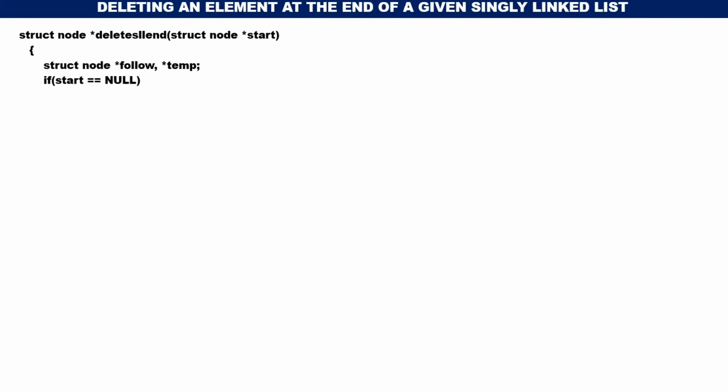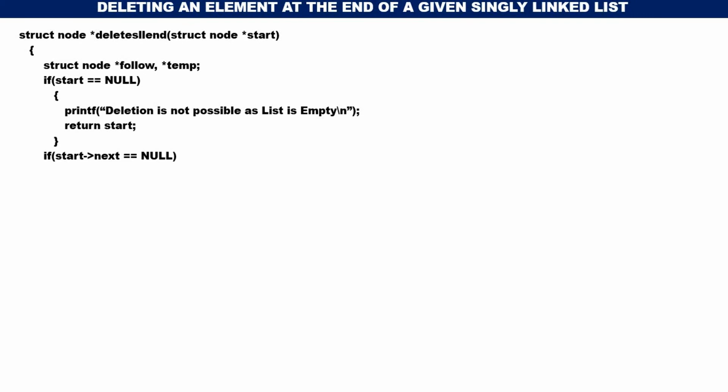Now, let us directly go to the function. Delete SLL end, meaning delete at the end of a given singly linked list. The address of the linked list is given and the function returns a pointer of the type structure of the type node. Now, there are two temporary pointers, follow and temp. Very good. Start is equal to null, display a message: deletion is not possible as list is empty. That's all.